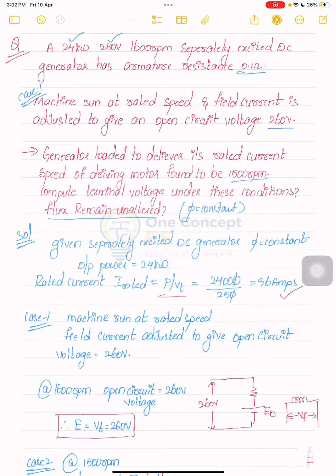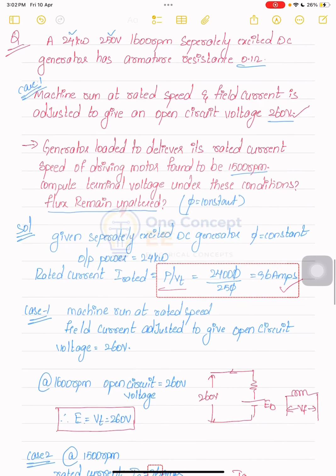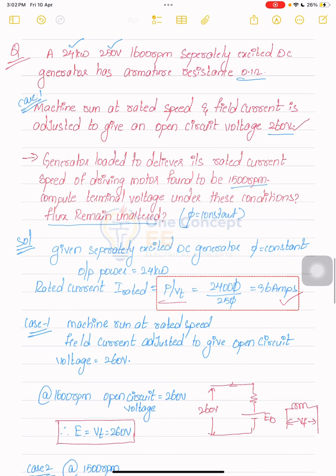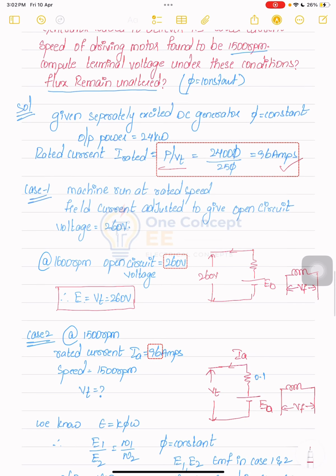We are going to case 1. Here the machine is in open circuit, meaning there is no current flowing, so the generated EMF will be the terminal voltage. Here the generated voltage is 260 volts at 1600 rpm. In this question they've given that it's running at rated speed, and rated speed means 1600 rpm. So 1600 rpm is generating a voltage of 260 volts, and we got a terminal voltage of 260 volts.